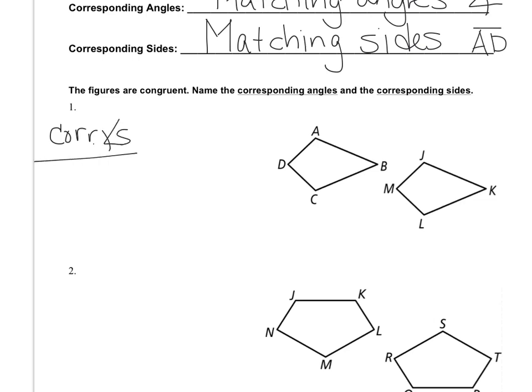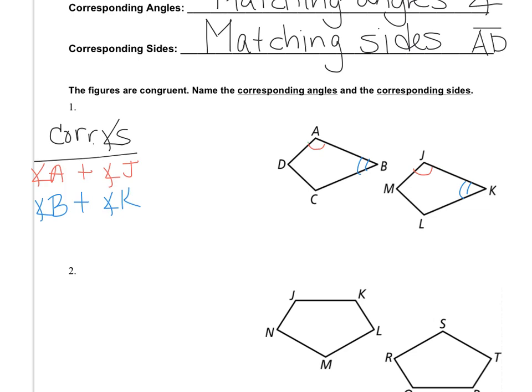Alright, so the first angle I'm going to list is angle A, and the corresponding angle is angle J. So I'll write angle A and angle J. Next, I'll say angle B corresponds with angle K. So you see that they are the same size and the same shape for those two angles.